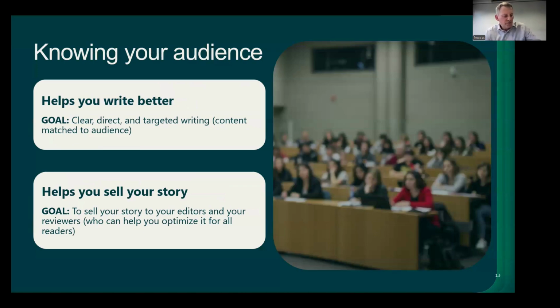Knowing your audience helps in two important ways. First, it improves your writing. Once you know who will read your paper, you can tailor the level of technical details, the terminology, and the overall presentation. Second, it helps you to sell your story. Scientific publishing is not marketing, but it's a persuasion. Editors and reviewers need to understand why your work matters. A clear narrative helps them appreciate its significance. The goal is always clear, direct, and targeted communication.